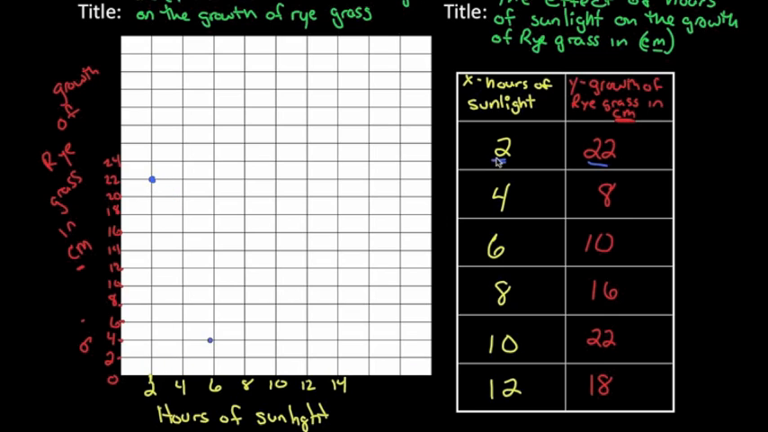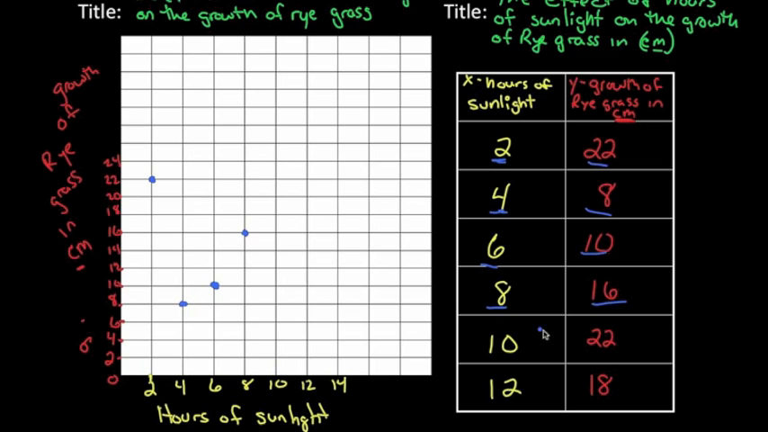At the 4 hour mark, you had 8 centimeters of growth. So you go to 4 hours and up to 8, and you plot your data where they intersect each other. At the 6 hour mark, you had 10 centimeters of growth. So you go to the 6, then up, where it intersects with the 10 centimeter mark. At 8 hours, you have 16 centimeters. So you find the 8 hour mark, and you go over where it intersects with the 16 centimeter mark, and you plot your point.